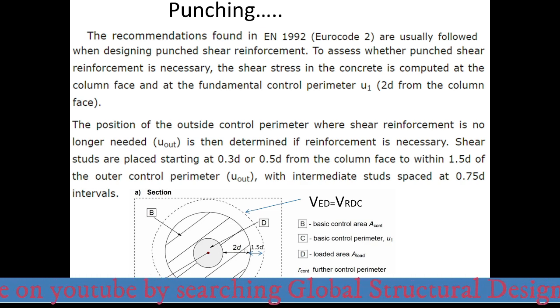So if the punching shear which will be induced at the face of the column or 2D distance from the face of the column exceeds the shear resistance of the concrete, we need to design our slab for punching shear.